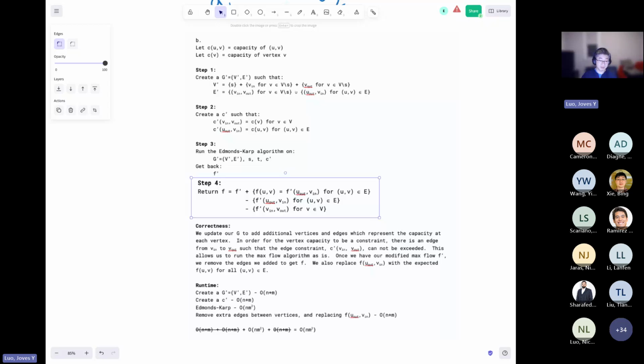And so my correctness is that we update G to add additional vertices and edges, which represent the capacity at each vertex, in order to enforce the vertex capacity. My runtime is O of n plus m to create the new graph. Updating the capacity is O of n plus m. Then Edmonds-Karp is O of n m squared. And then removing all the extra stuff is O of n plus m. And so my final runtime is O of n m squared. Okay.